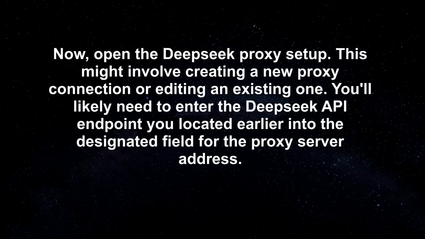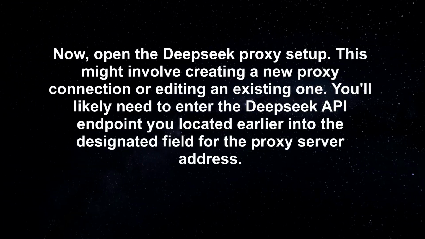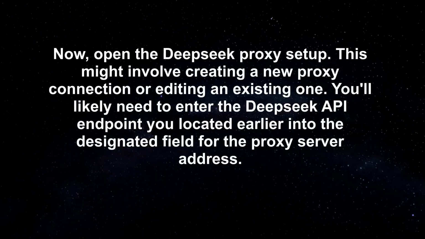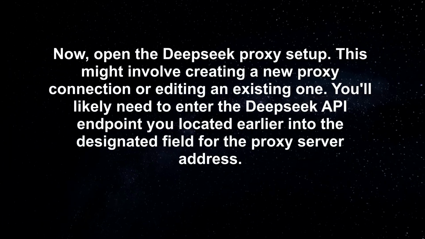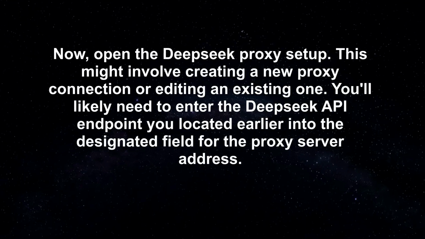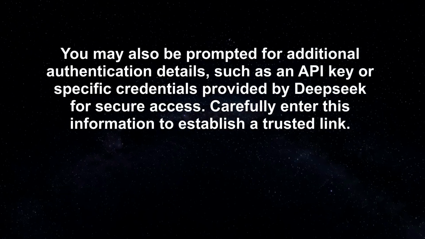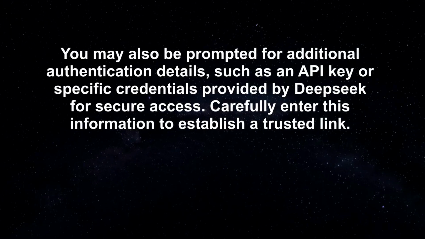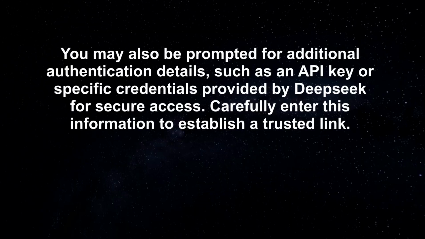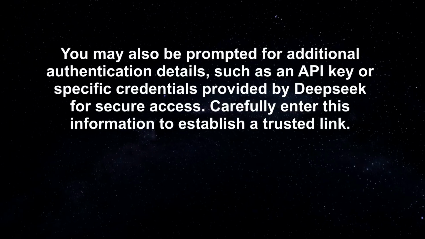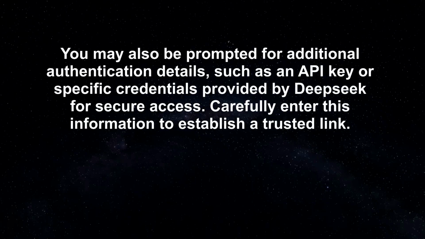This might involve creating a new proxy connection or editing an existing one. You'll likely need to enter the Deepseek API endpoint you located earlier into the designated field for the proxy server address. You may also be prompted for additional authentication details, such as an API key or specific credentials provided by Deepseek for secure access. Carefully enter this information to establish a trusted link.